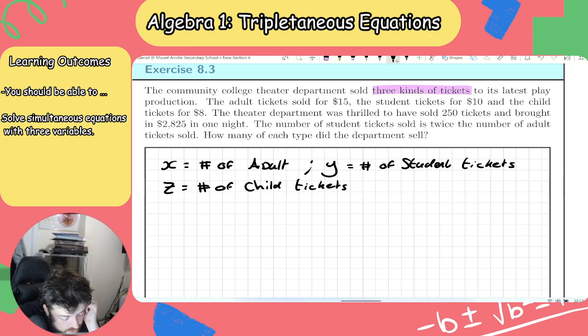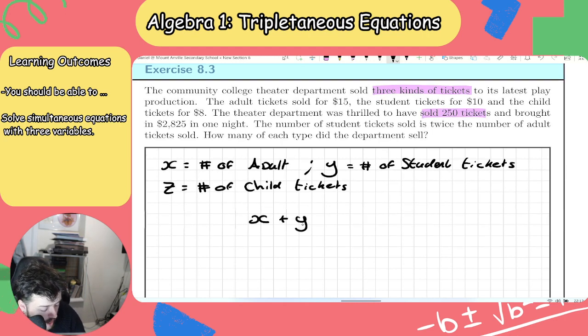And the theatre department is thrilled to announce they sold 250 tickets. So there were x adult tickets, y student tickets, and z child tickets, and in total there was 250. So there's the first equation there. And let's keep going.